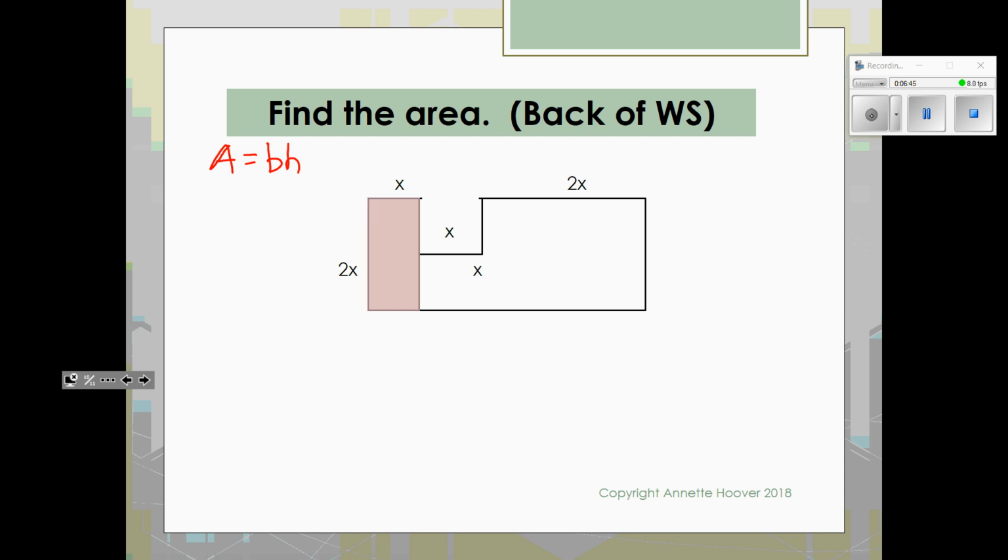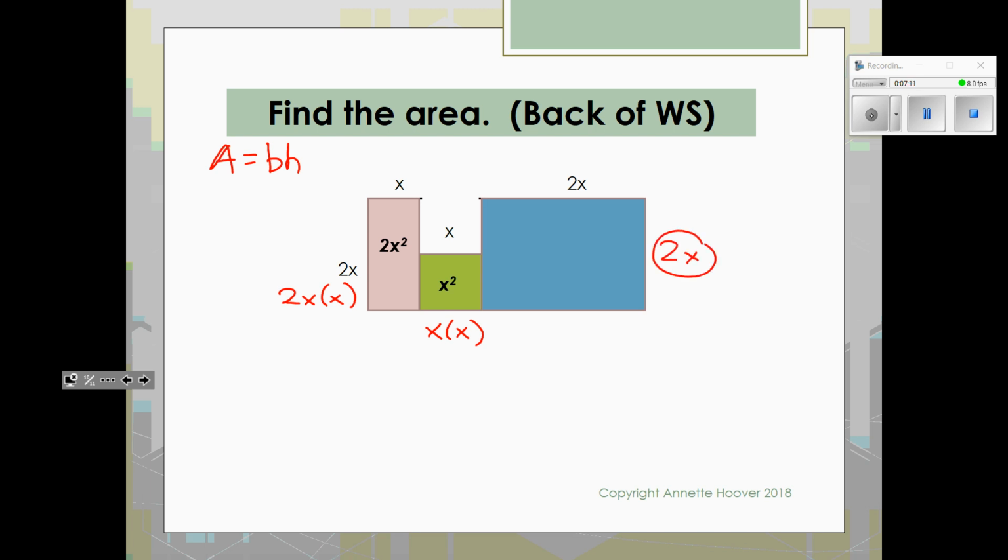So if I break this first section, I can see that I have a 2x times an x. Multiplying x times x, we add the exponents, so that would result in 2x squared. My next box is x times x. X times x results in x squared. In the last box, I have 2x times 2x, and I got this number from the other side right here. So I multiply the 2 times 2 and get 4, and the x times x and get x squared. So that box is 4x squared.